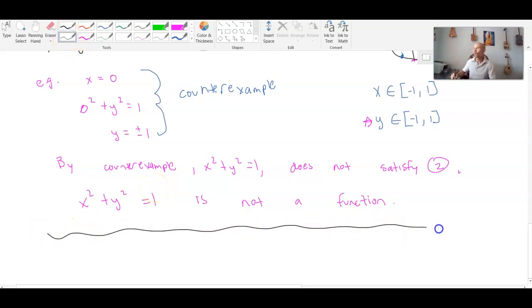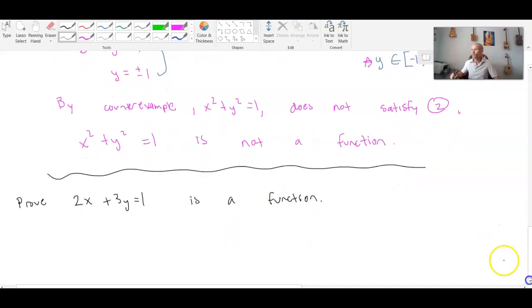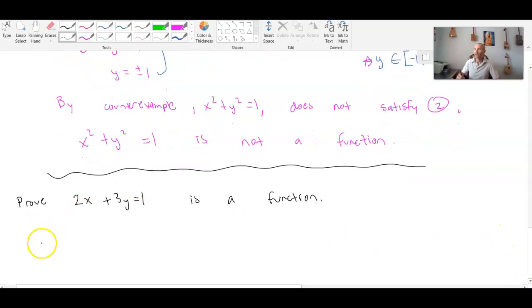Well, let's take a look at one more. If I take a look at, say, the linear function 2x plus 3y equals 1, we're going to argue that this is a function. So prove 2x plus 3y equals 1 is a function. Well, how do we do that? First of all, we just need to verify the conditions. So condition 1: does every x give us a y? In other words, can we generate at least one y?